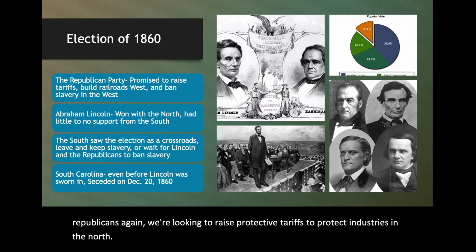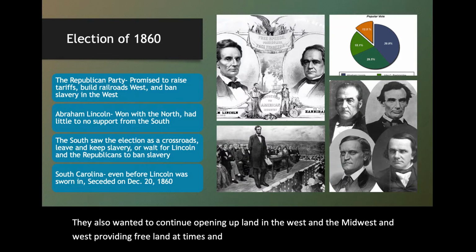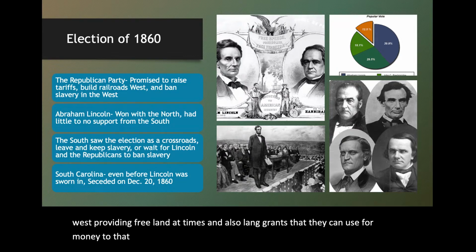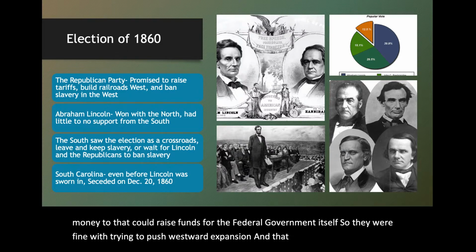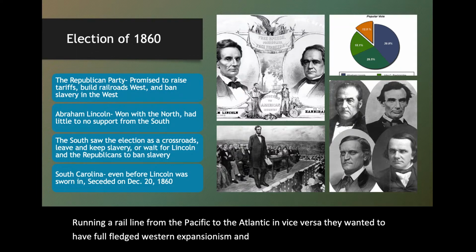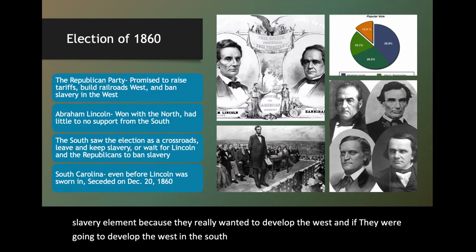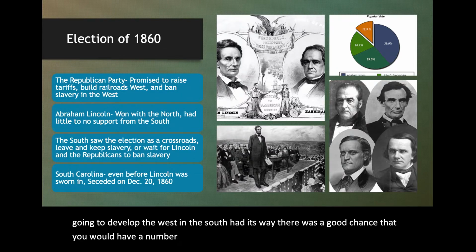They also wanted to continue opening up land in the West and the Midwest, providing free land at times and also land grants that they could use for money too, that could raise funds for the federal government itself. So they were fine with pushing westward expansion, and that also included running a rail line from the Pacific to the Atlantic and vice versa. They wanted full-fledged Western expansionism, and that's why they had that very anti-slavery element, because they really wanted to develop the West. And if they were going to develop the West and the South had its way, then there was a good chance that you would have a number of newer slave states being added to the United States, which they did not want.